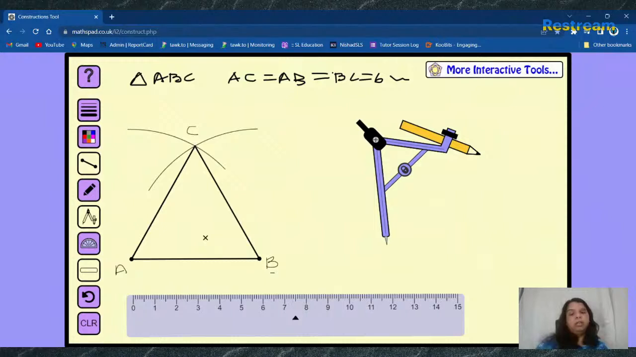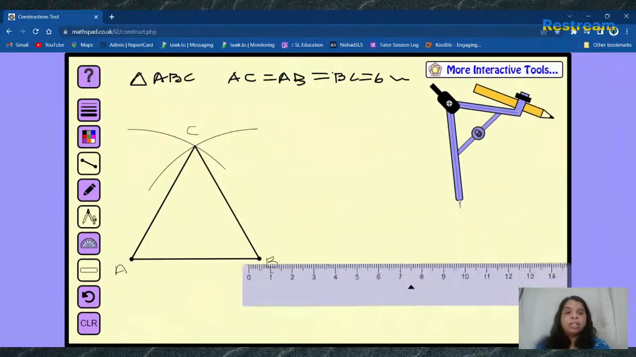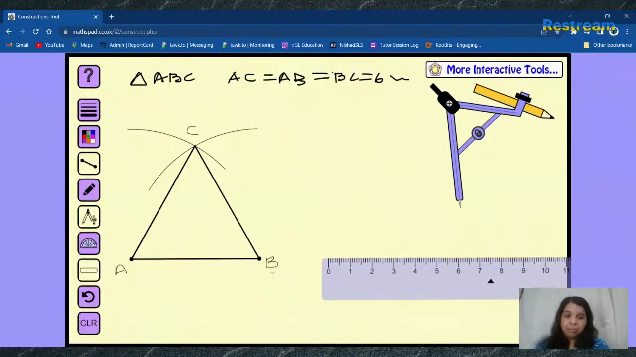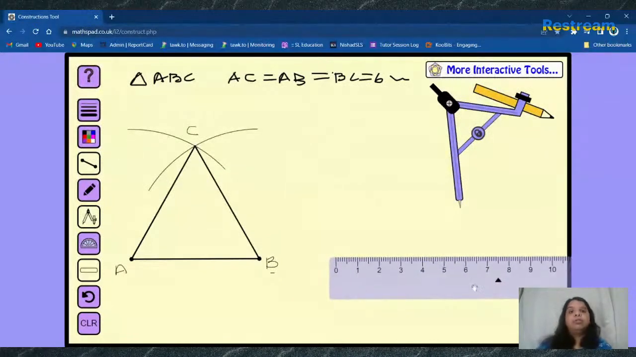So if you see here, my construction lines are very light. And this is how your construction lines should also be very light, because then your actual figure is properly visible. Okay. If you draw your construction lines darker, then you may start confusing which of your lines are the actual triangle that you have to show and which of your lines are constructing angles or sides. Okay.